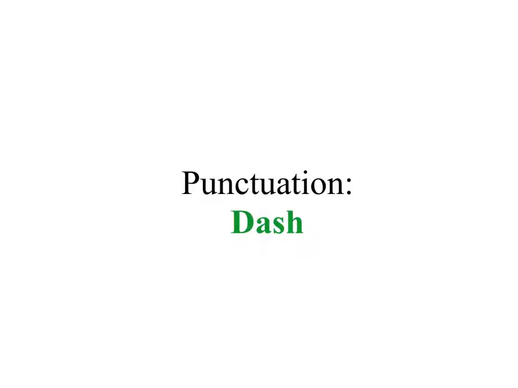Another punctuation mark we should look at is the dash. Underrated. Now the type of dash we're going to talk about is called an M dash. And it's called the M dash because it's the exact size of a capital letter M in terms of width.